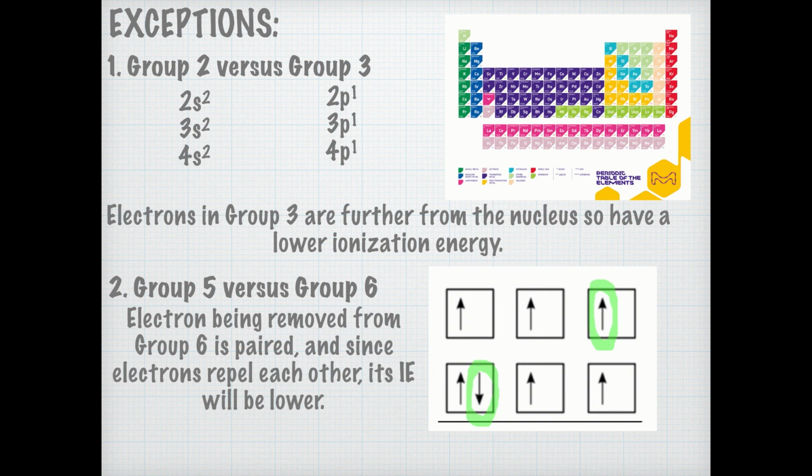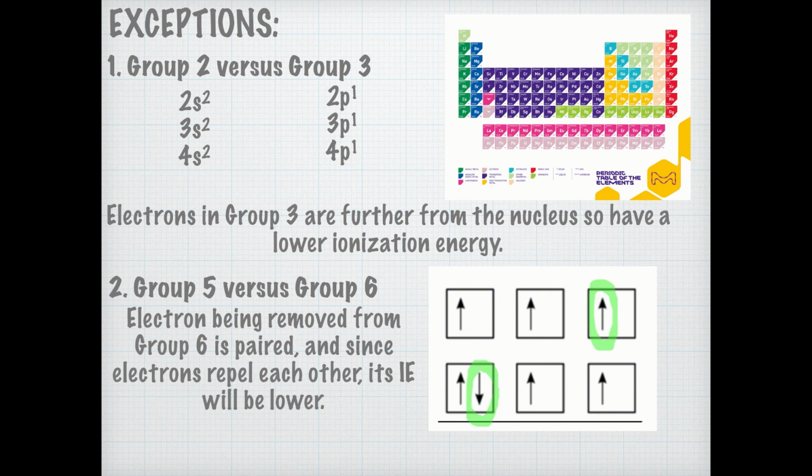The main point here is that for group 5, none of them are paired, and therefore you don't have electrons repelling each other to the same degree. Whereas for group 6, you've got that one electron you're trying to remove that is paired, and therefore it's repelled, so it's going to be easier to remove it. Okay? So those are the two exceptions.